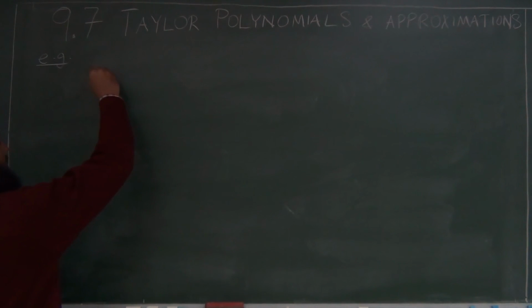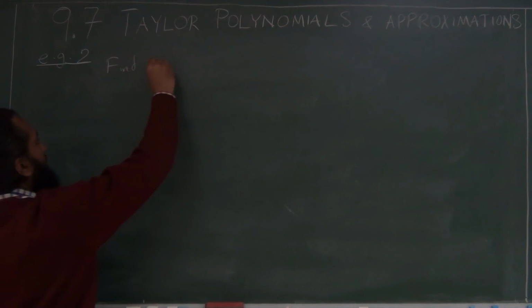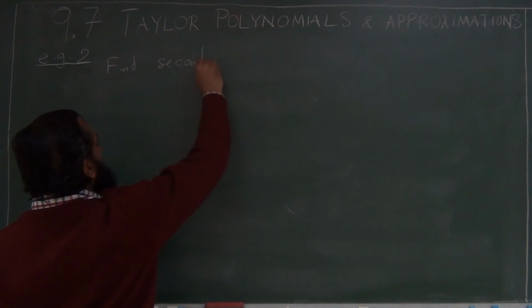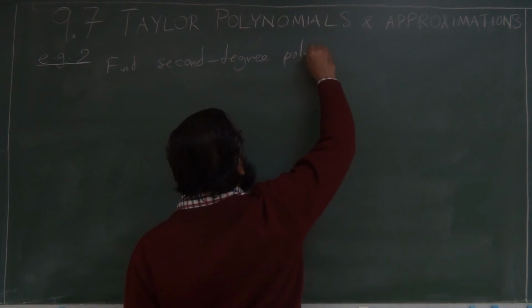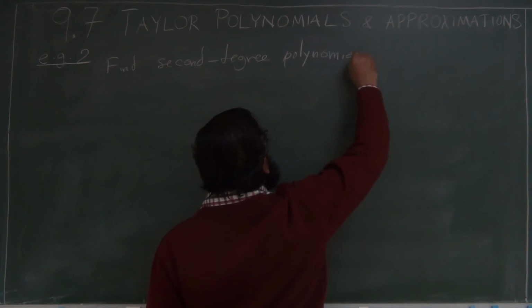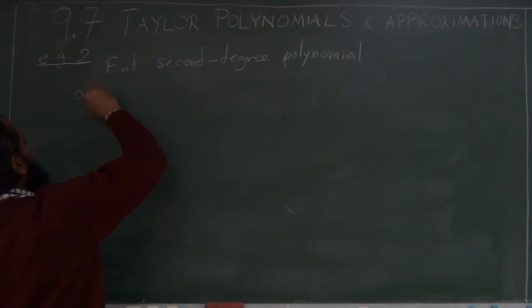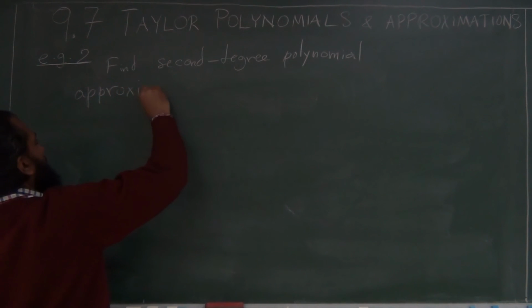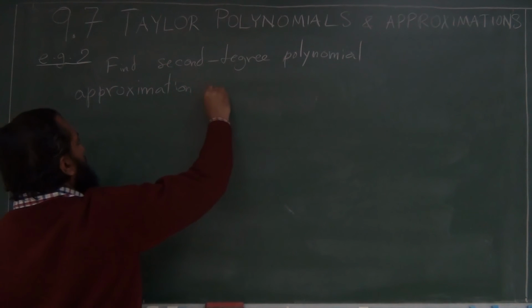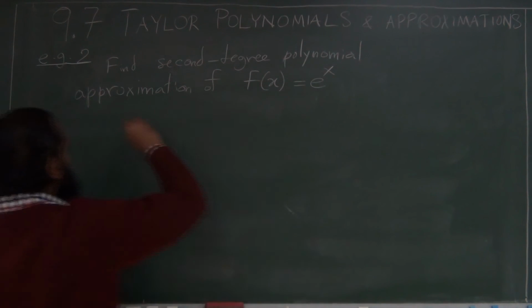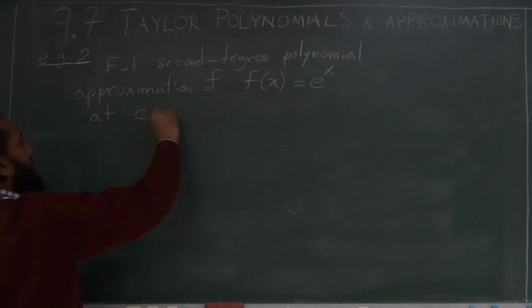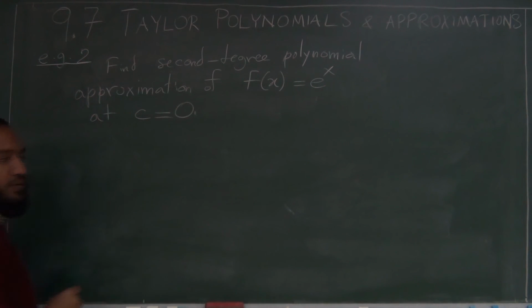Okay, so what do we want? This is example number 2. Find a second degree polynomial approximation of f of x equals e to the x, and we'll keep the same c value here. We're going to work with c equals 0 here.